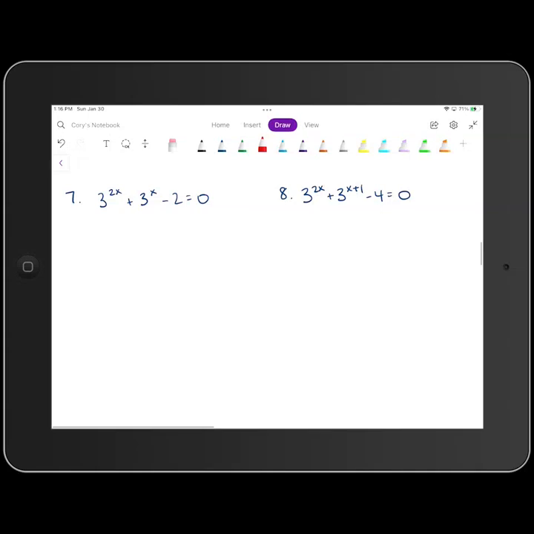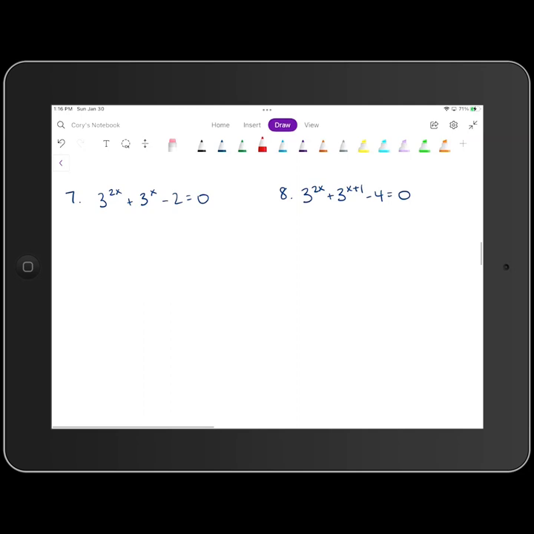Okay, so we're going to get into video number 2. In this video we're going to look at solving some exponential equations, and then we'll move into video number 3, which is solving some examples of both exponential and logarithmic equations.